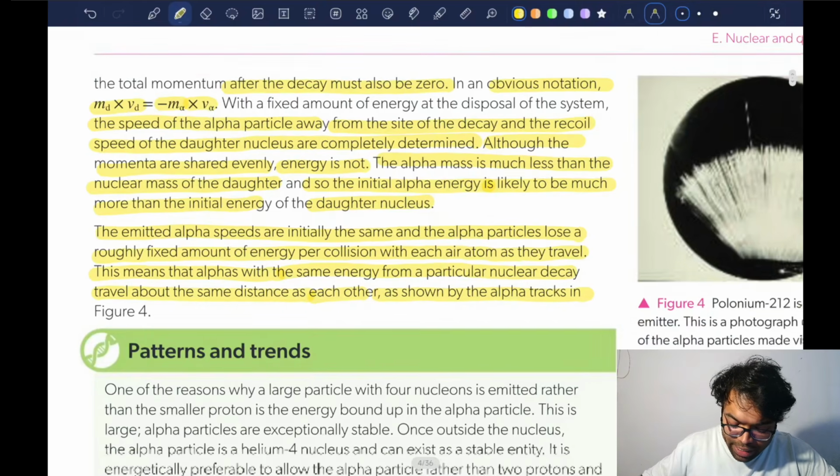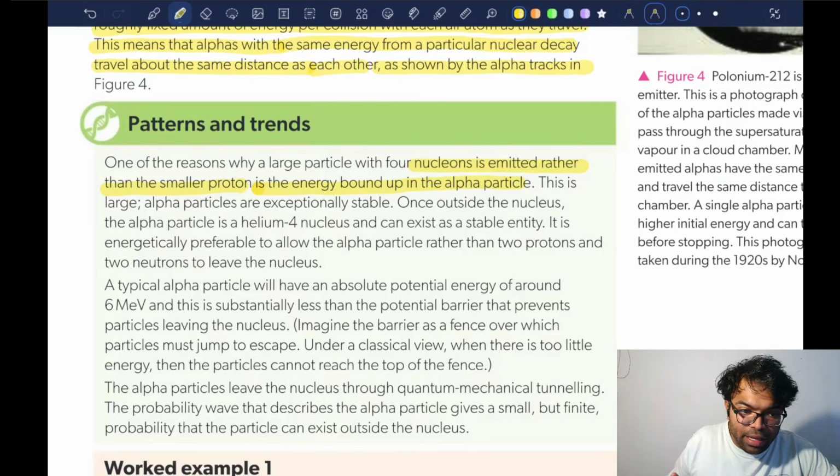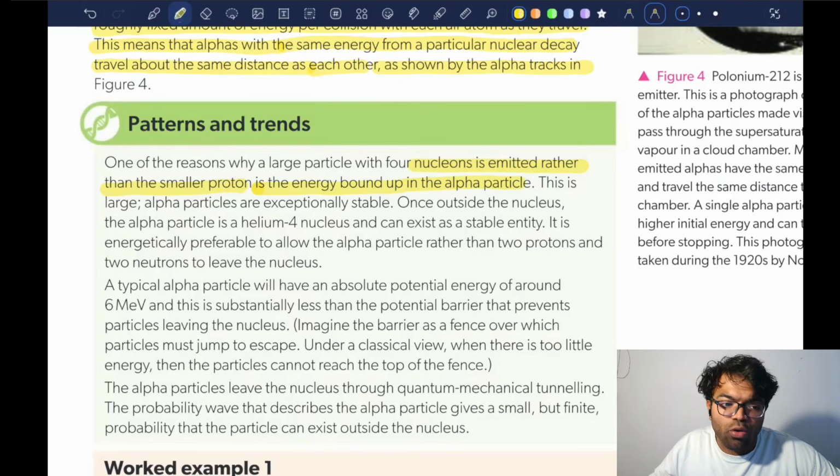Now, patterns and trends. One of the reasons why a large particle with four nucleons is emitted rather than a smaller proton is the energy bound up in the alpha particle. Listen to this. Basically they're asking why the radioactive element doesn't just send out a single nucleon, a proton. Why two protons and two neutrons together, creating an alpha particle? Is it of some concern that only four can come out in one go?